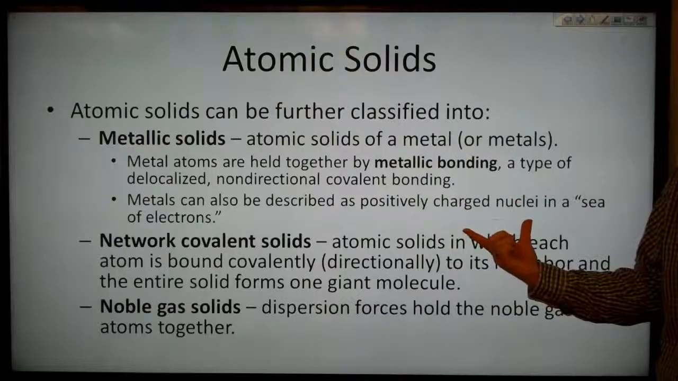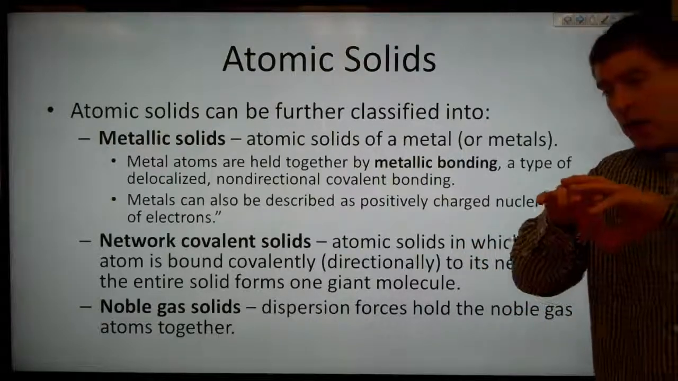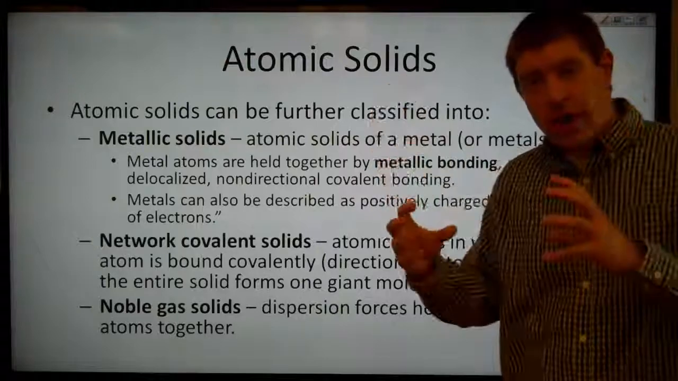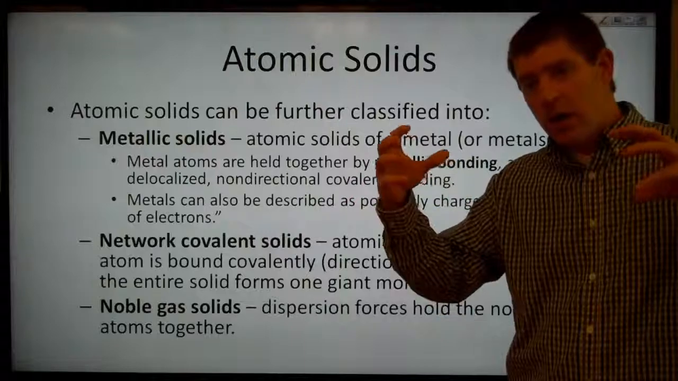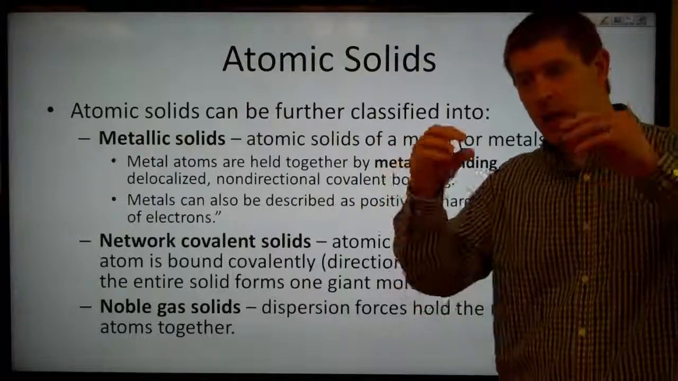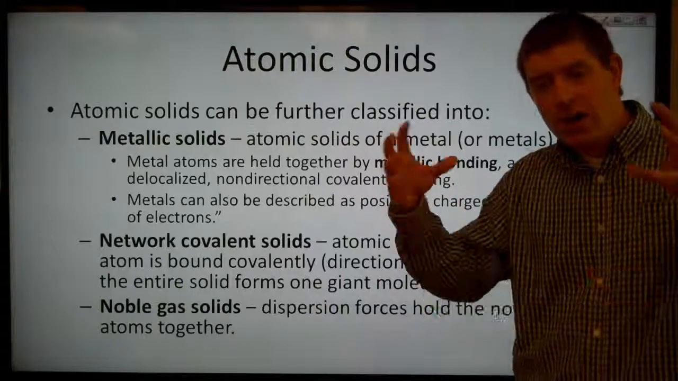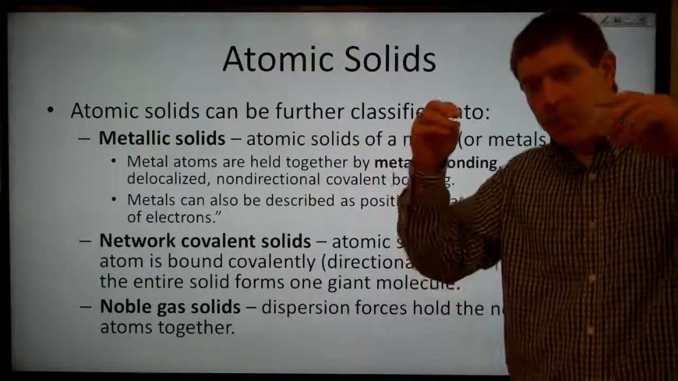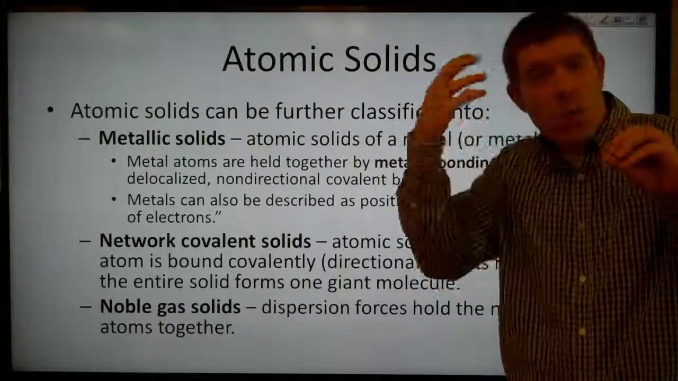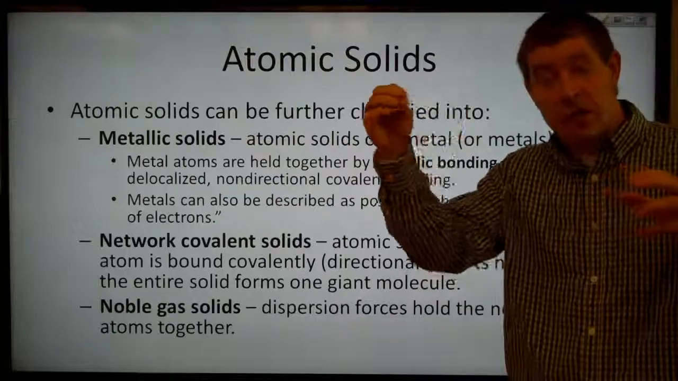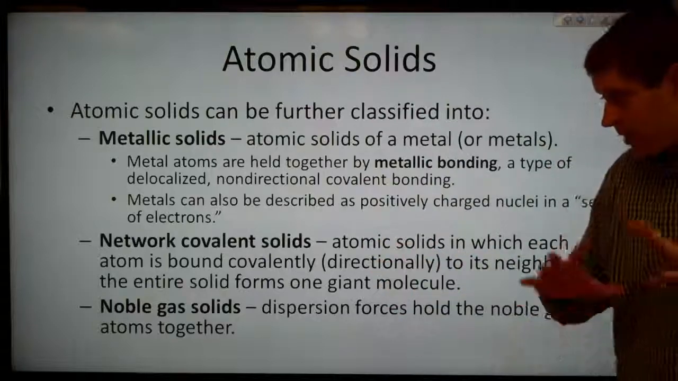Metals can also be described as positively charged nuclei in a sea of electrons. Each of the nuclei and the electron clouds of the atoms are close enough together that the outermost electrons, those valence electrons in the metals, are bound fairly weakly. That means that an electron that's in between, say, two nuclei, is not really bound to one nucleus as opposed to the other, and that means the electrons can flow around through this whole sea.